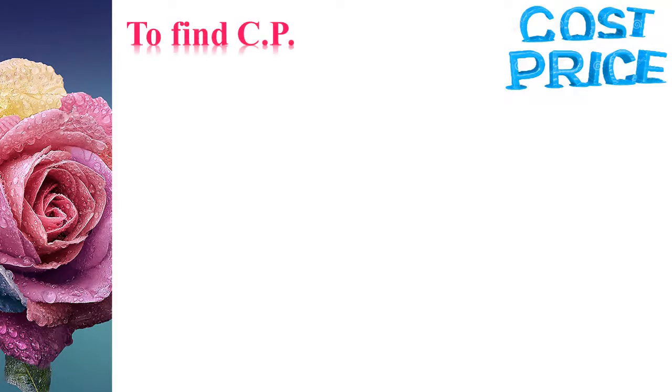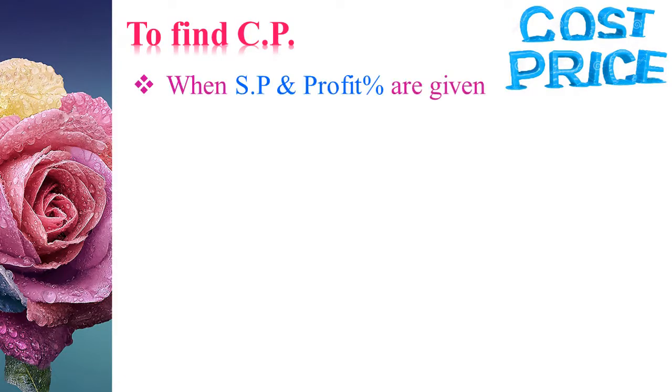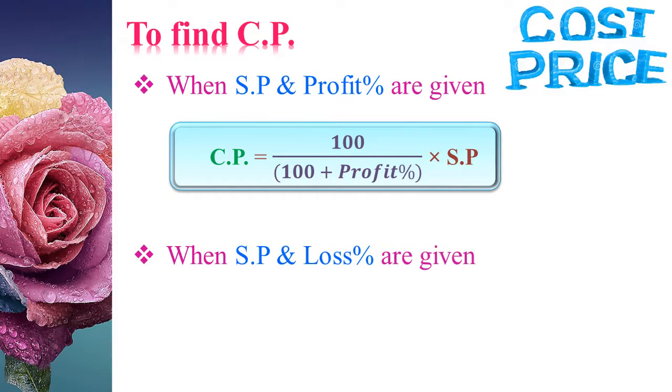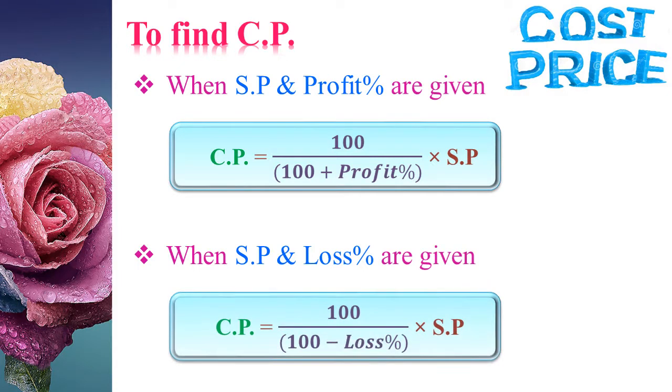Kids, to find cost price, when selling price and profit percentage are given, we should use the following formula. That is, cost price equals 100 by (100 plus profit percentage) into selling price. Then, to find cost price, when selling price and loss percentage are given, we need to use the following formula. That is, cost price equals 100 by (100 minus loss percentage) into selling price.